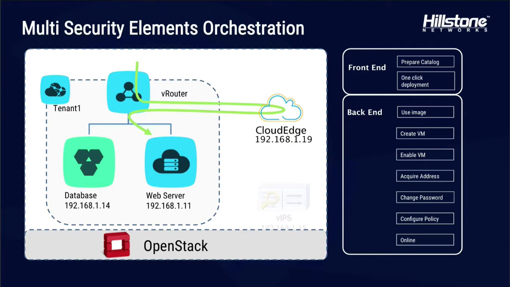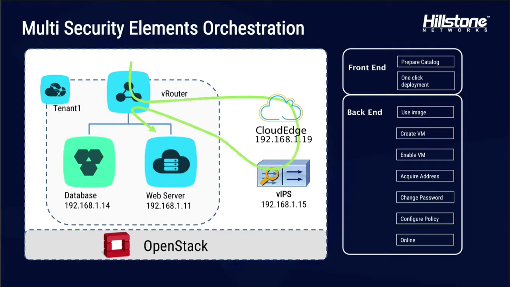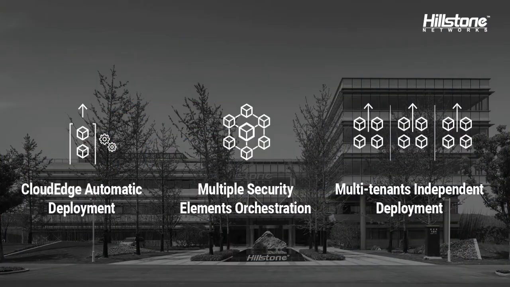In this demonstration, we use OpenStack's Tacker and networking SFC components to achieve a complete service chain orchestration. The benefit of this solution is that users can use the best products from different vendors to build up their own cloud. The last part of the demonstration shows an independent deployment for multiple tenants.